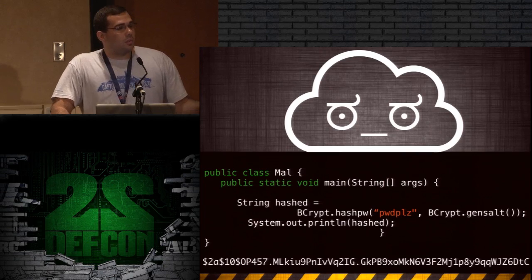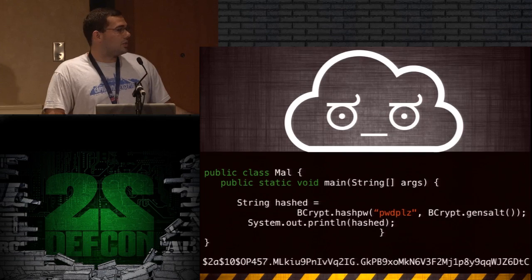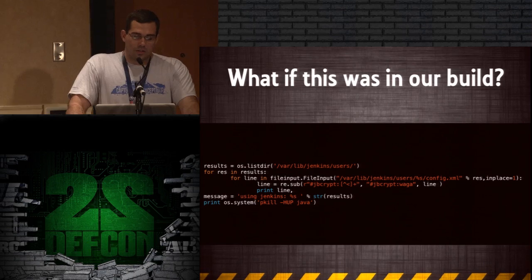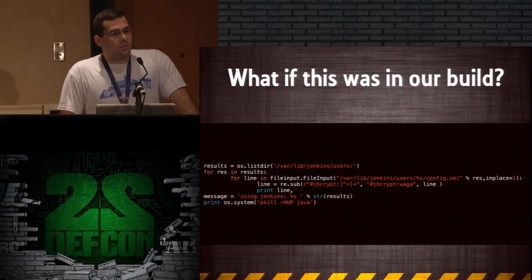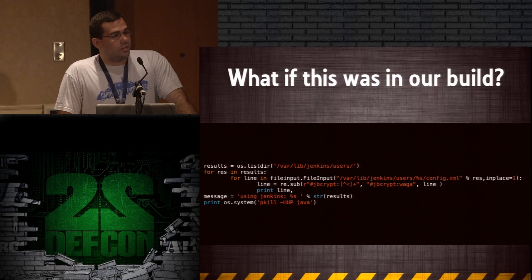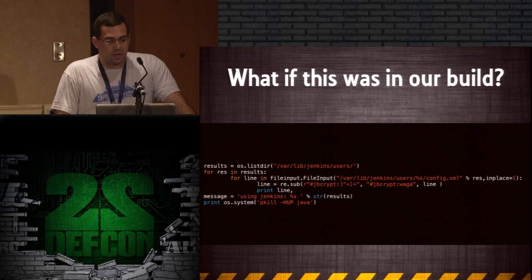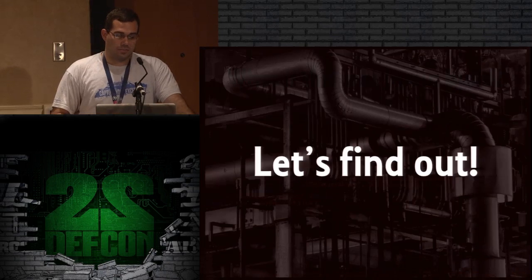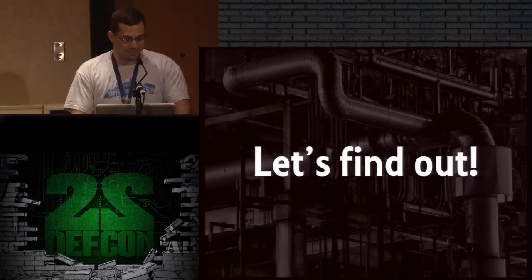But now we have to figure out how to actually pass those hashes and get them installed on Jenkins. So what if we had something like this in our build? The goal of this code is to locate the config files for all users and attempt to replace all hashes with a password of our choice. Let's find out.